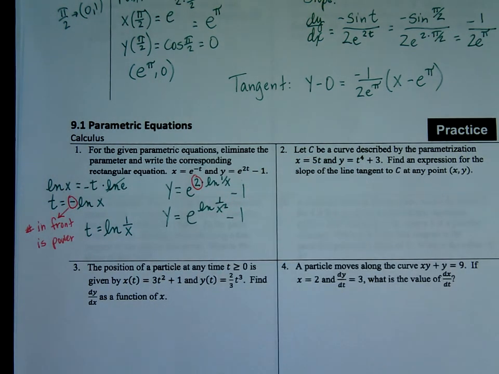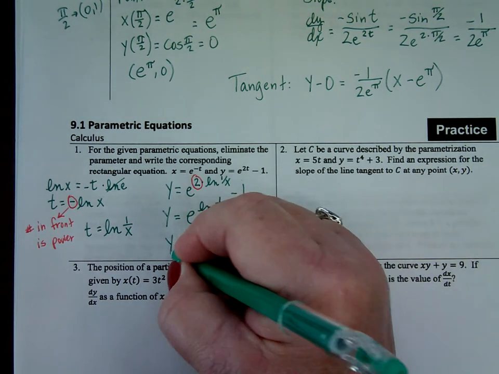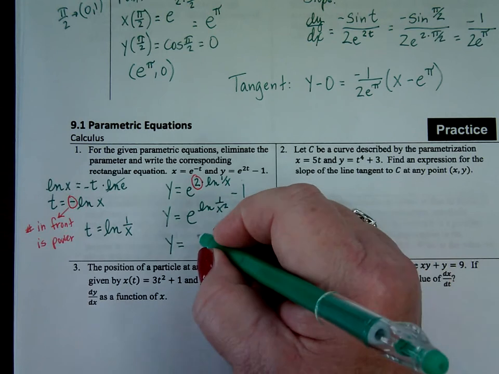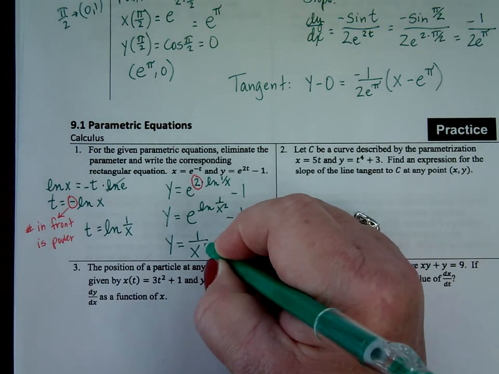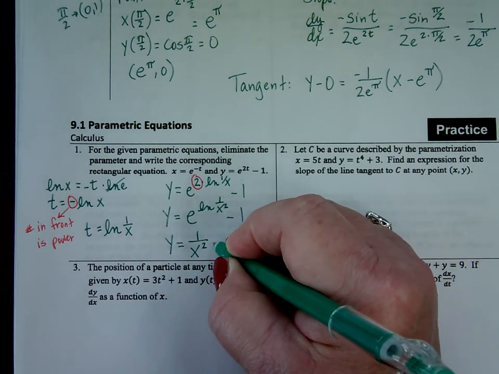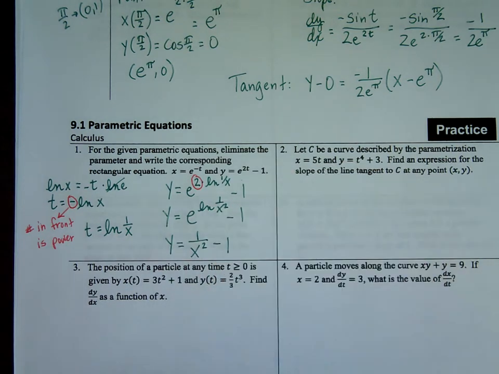Hopefully you're with me so far, because here's the next blow your mind. What happens when you have an e and an ln? What do they do to each other? Hopefully you remember that they cancel each other out. They're inverses of each other. So here's your final rectangular equation: 1 over x squared minus 1, because the e and the ln cancel each other out. And so that's your story. That's number one. So hopefully you remembered some of the rules about those logarithms and such.